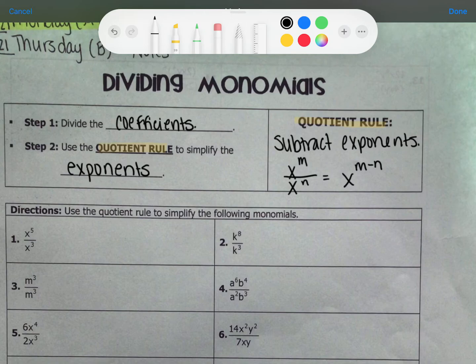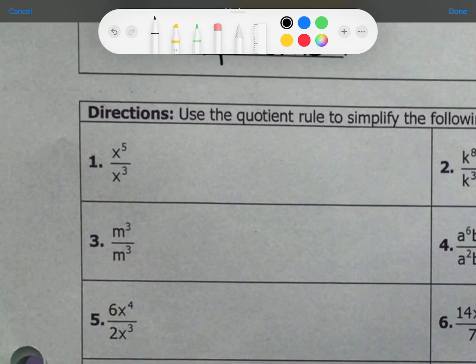All right, so number 1. Everybody got all that? Divide the big numbers, subtract the little numbers. Easy as pie. In number 1, the bases are the same. They're both x's, so I write that down, and I'm going to say top exponent minus bottom exponent.